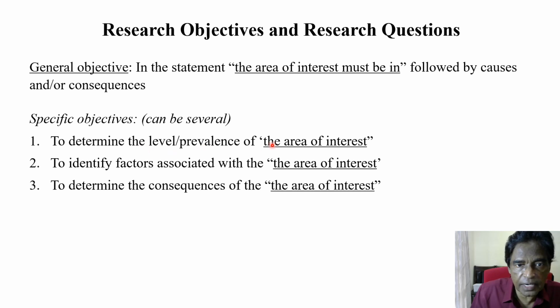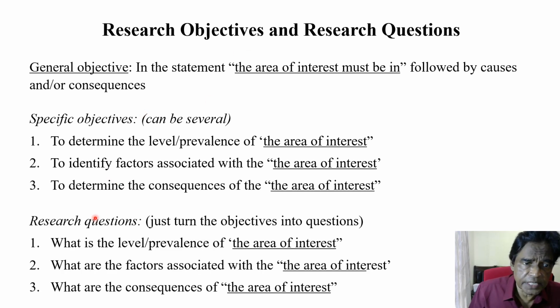Determine the prevalence or level of the area of interest, for example, knowledge of dengue among college students. Identify the factors associated with this. Some students know more about dengue, some do not. So what are the factors associated? And what are the consequences? The research objective clearly states the area of interest and what you want to know, therefore the causes and consequences. Break it up into several. It's not necessary to have 20 or 30 objectives; 3 objectives are fine.